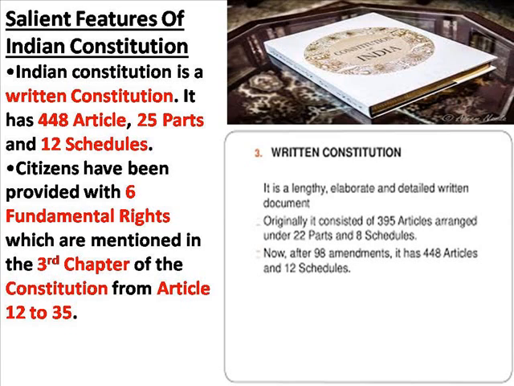Indian Constitution is a written constitution. It has 448 articles, 25 parts and 12 schedules. Citizens have been provided with 6 fundamental rights, which are mentioned in the third chapter of the Constitution from Article 12 to 35. But the rights mentioned under Article 14 to 32 are justiciable. It means if any of our fundamental right is violated, we have the right to move to the Supreme Court as well as High Court.